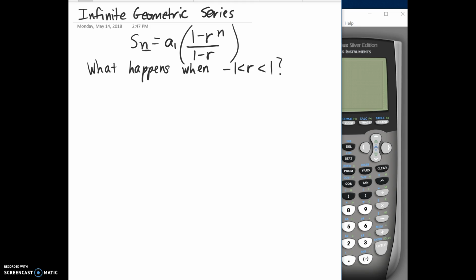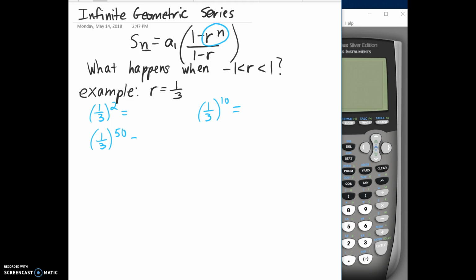So we're going to look at an example. r is equal to 1/3, and we're really going to focus in on what happens here. I'd like you to calculate the following and just see what's happening: 1/3 squared, 1/3 to the 10th, and then 1/3 to the 50th.